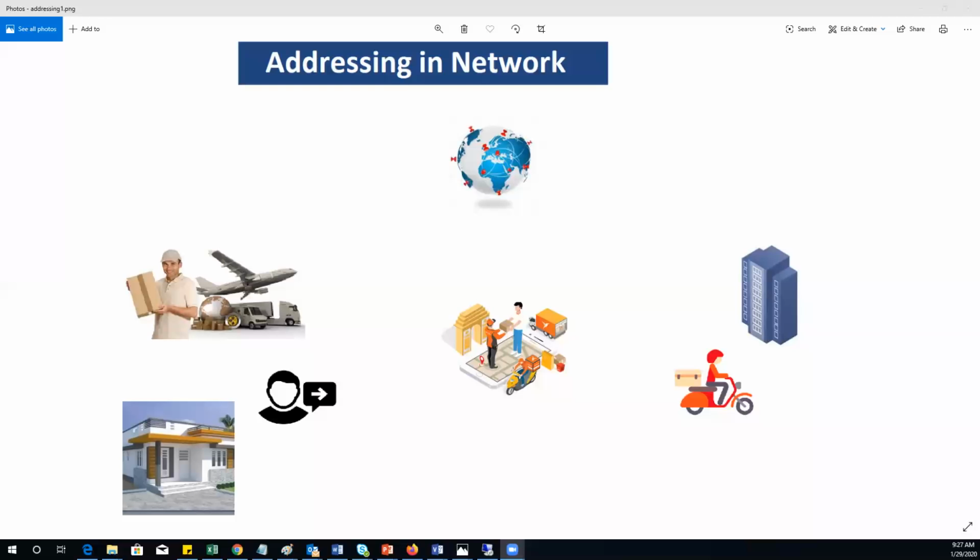Right now we are on the stage where we learn a number of things related to the protocol, and here we are going to understand the addressing structure in the network industry or in the IT industry.